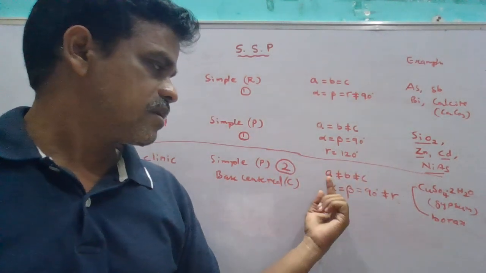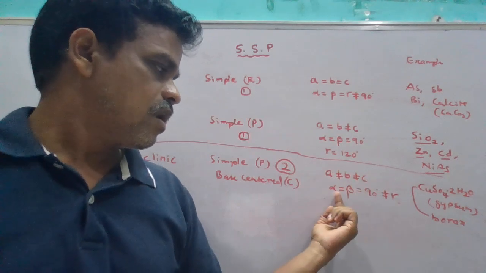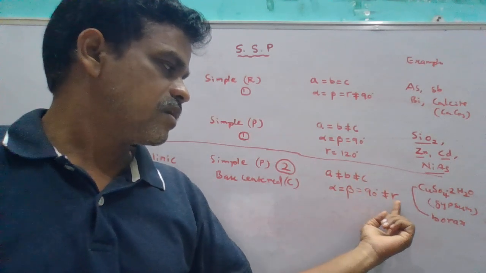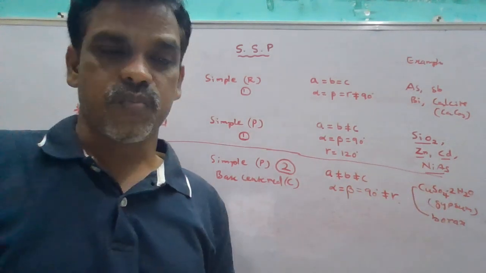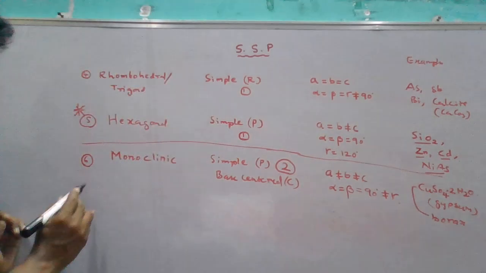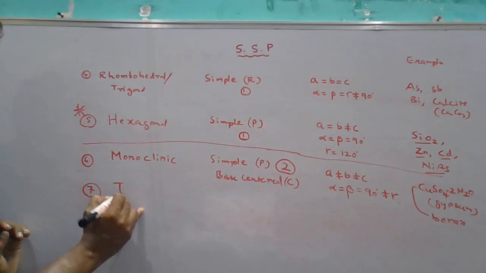What about unit cell characteristics? A not equal to B not equal to C, alpha equal to beta equal to 90 degree, that is not equal to gamma. So these are the examples for this system. Next one, seventh, triclinic.